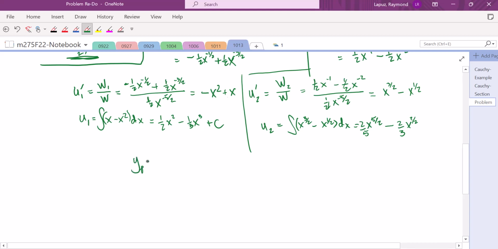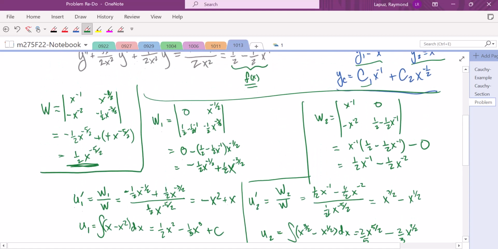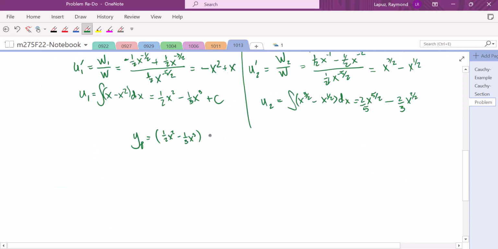Y sub p, as noted, was u1. That's 1/2 x squared minus 1/3 x to the 3rd times y1, and y1 I believe was x to the -1 power. And then we will add u2, which is 2/5 x to the 5 halves minus 2/3 x to the 3 halves, and that we are multiplying by x to the -1/2 power.